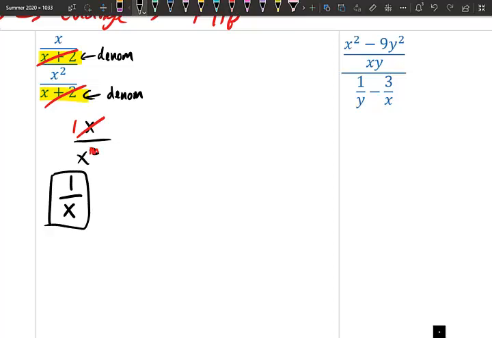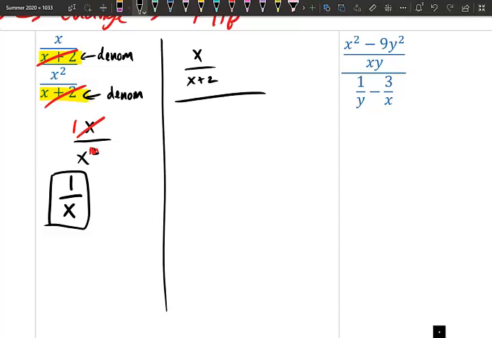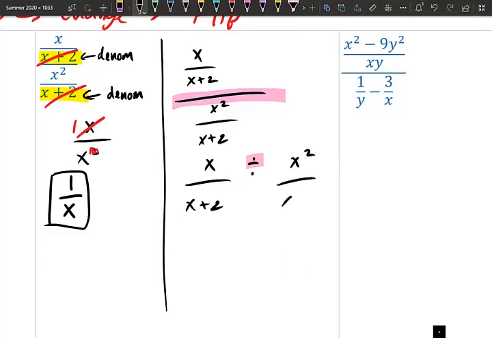But what if we forget the rule? What if we forget that little trick I taught you? That's fine. I'll rewrite the problem. I'll show you another way to think about this. So we have x over x plus 2, all over x squared over x plus 2. So we keep, change, flip. We keep the first one. So we have x over x plus 2 divided by x squared over x plus 2. Let's keep, change, flip. We keep the first one, we change the sign, and we flip the second one.